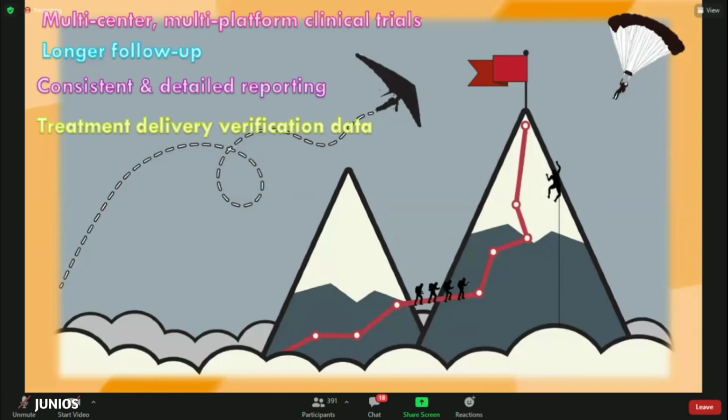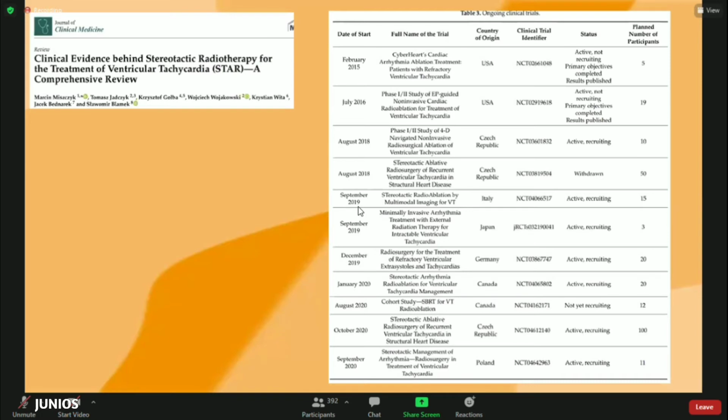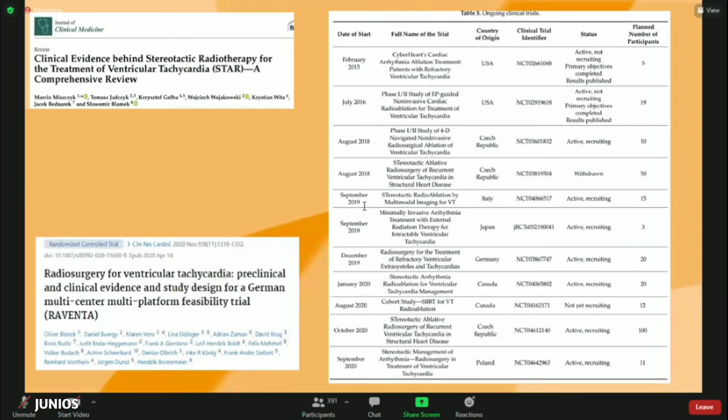Multi-center, multi-platform clinical trials with longer follow-up, consistent and detailed reporting, and treatment delivery verification data will help improve our understanding and confidence in cardiac radioablation. It is great to see a number of clinical trials have or are being established, including multi-center clinical trials such as the German RAVENTA trial.